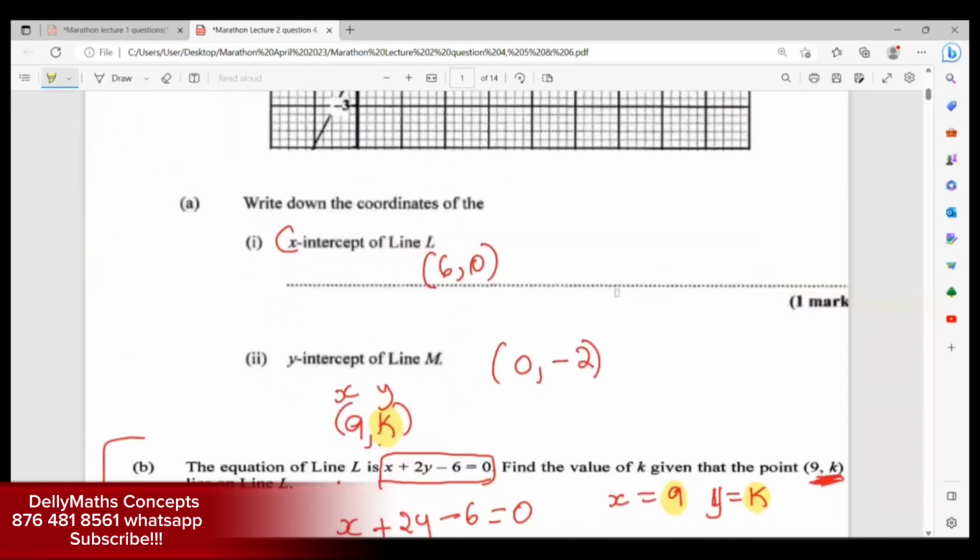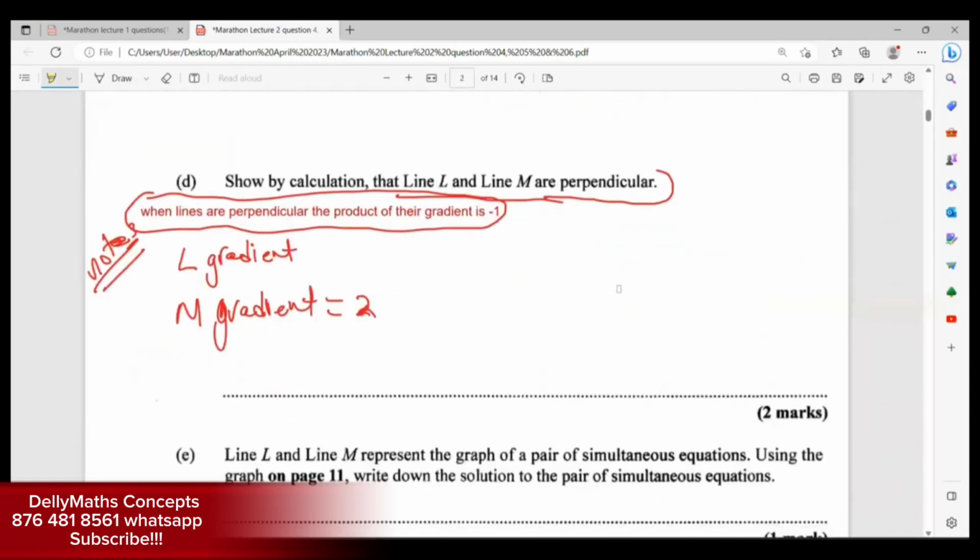Let's go down there to prove the point. So let's write it. So the gradient for L is negative a half. Now, when they said show by calculation, they want you to do this that I'm showing you. So then this says the product. Product means to multiply. So this is saying if I multiply, I should get negative 1. Check it out.